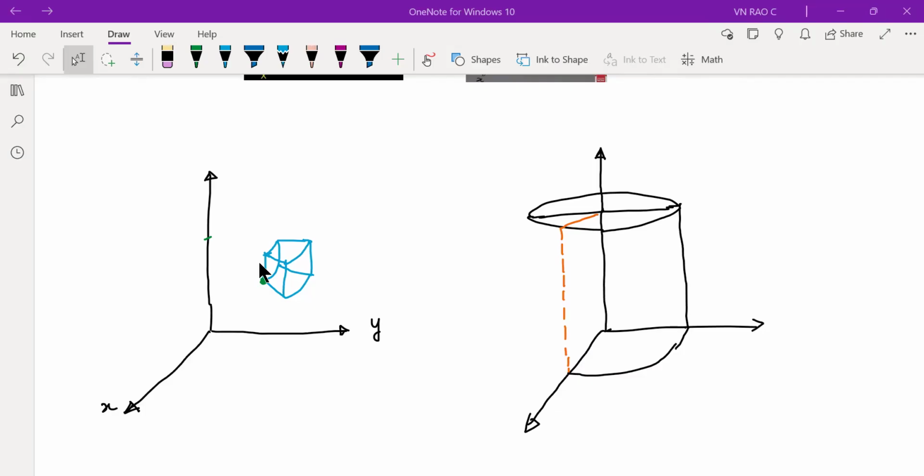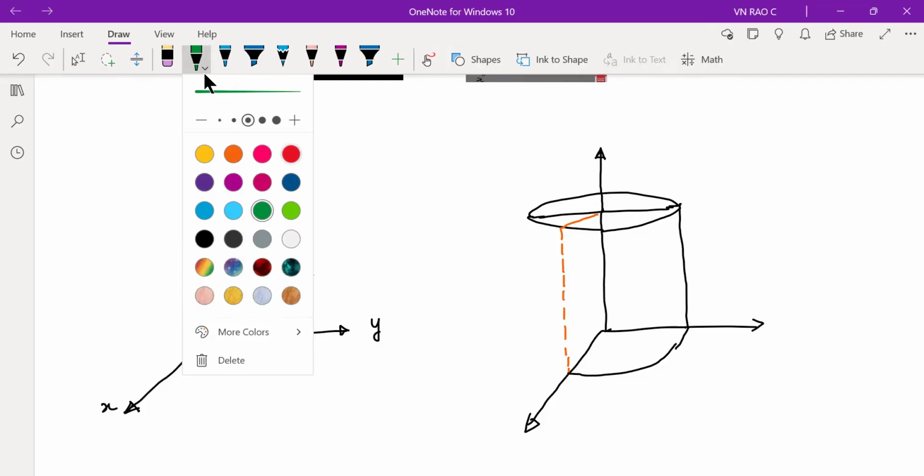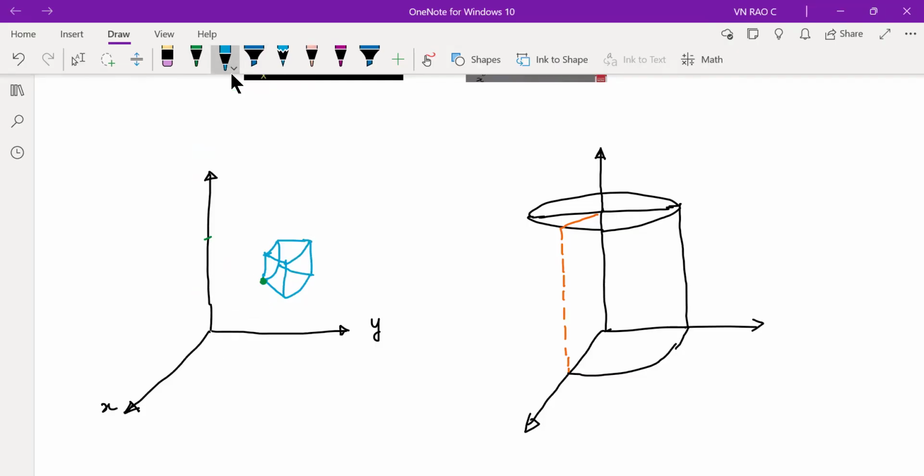So here, what we are observing is the cylindrical coordinate system. Let me write it again here. So, cylindrical coordinate system.